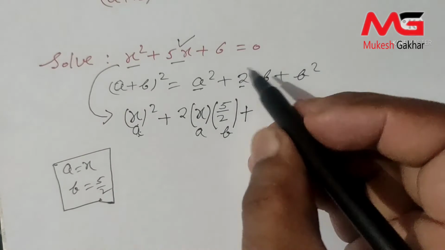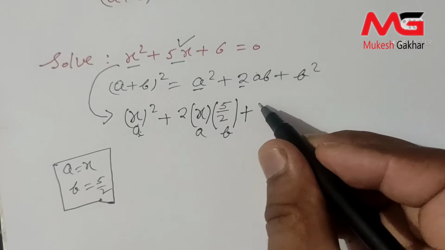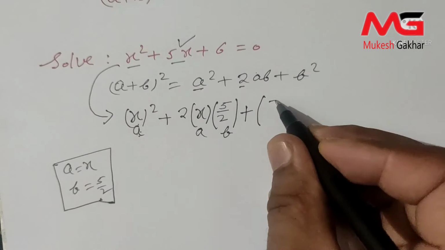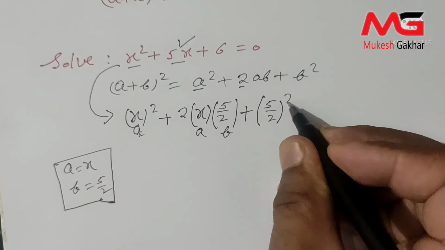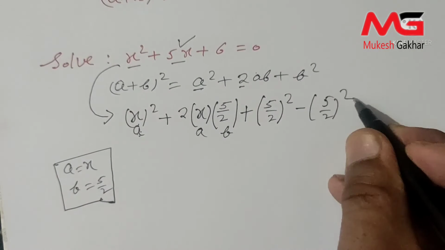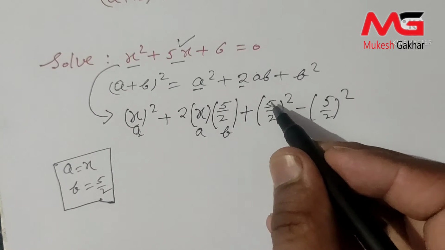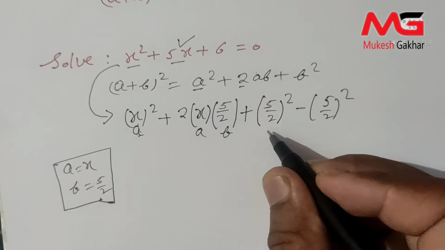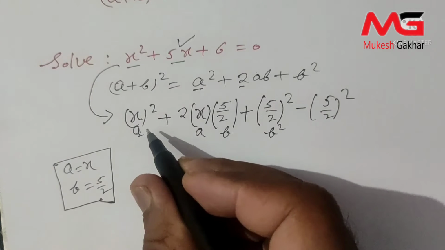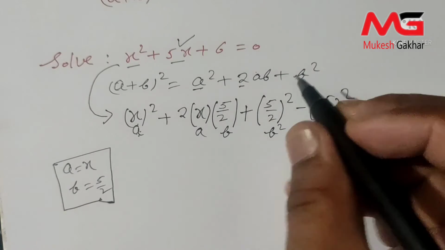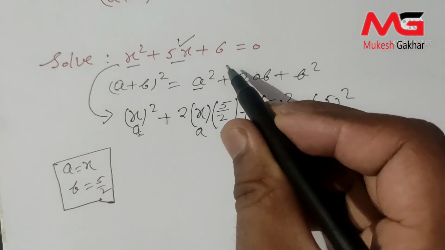So we need here b square. So what is the value of b? Value of b is 5 by 2. So we add (5/2) whole square and subtract (5/2) whole square, because plus and minus, we can cancel (5/2) whole square with (5/2) whole square. We need this one because a square plus 2ab plus b square. So after this, the third one is plus 6.